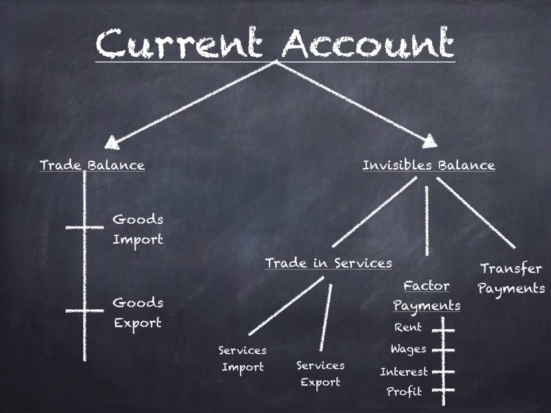Then there is another third part of the invisibles balance, which is called transfer payments. Now, what are transfer payments? In one line, if I need to describe it, transfer payments would be unilateral transactions. For example, if you pay someone money, you are expecting some good or service in return, right? You pay someone because you expect something in return. That's why it is a transaction.